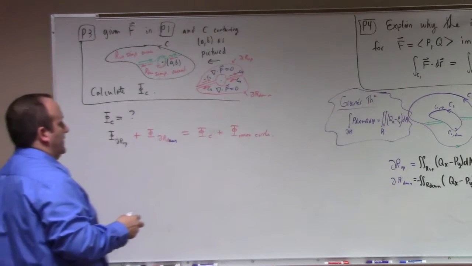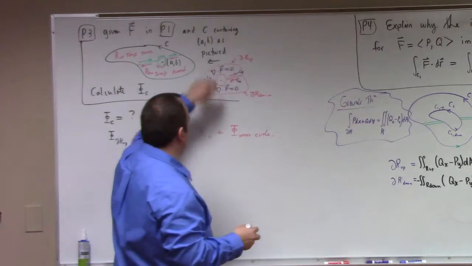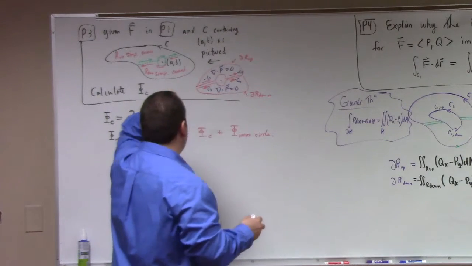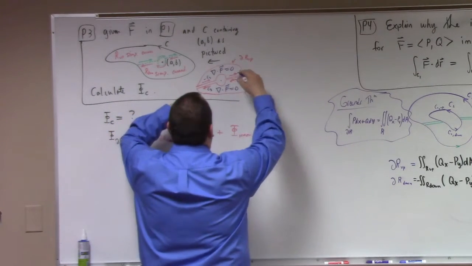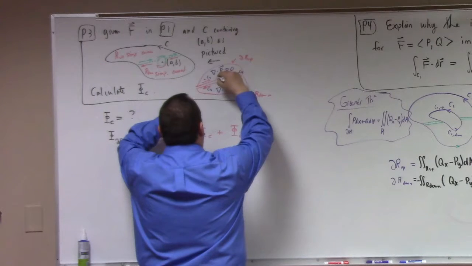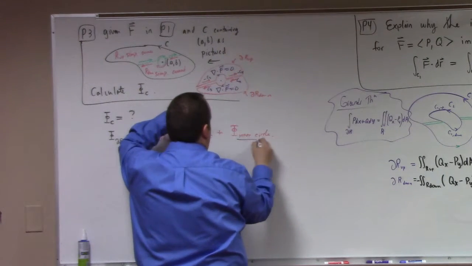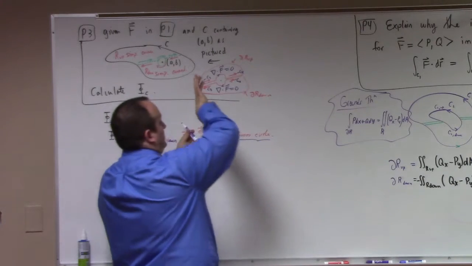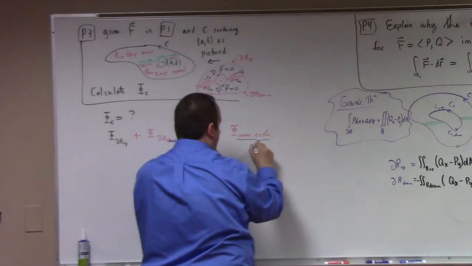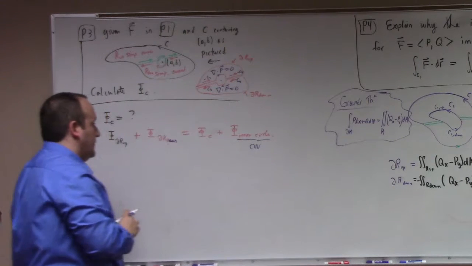And then, on the other hand, we have the flux through the outer piece, and we have the flux through the inner circle. Now, the inner circle, I should be careful. How's that oriented? This is actually oriented clockwise. It's a clockwise oriented inner circle.